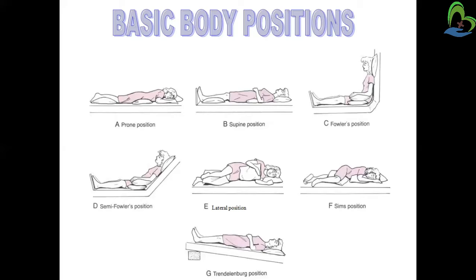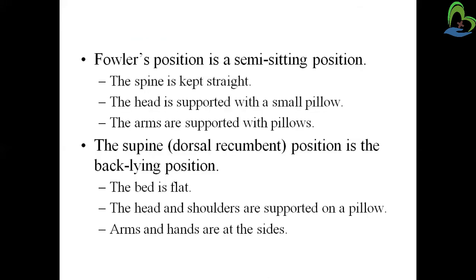E is the lateral position, where we sleep on one side, and we can put a pillow on our chest and under the legs. F is the Sims position. And the last one is the Trendelenburg position. These are all the body positions into which a patient can be put according to the disease condition. We will discuss them in detail.